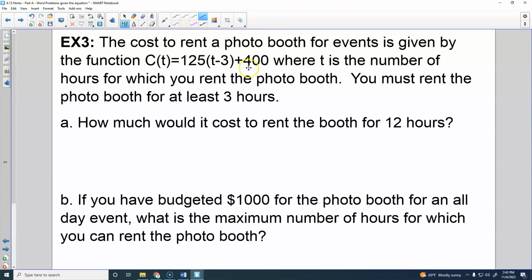400 for the 3 hours. Right here. That's your flat fee for the base. It's 125 every hour. So 400 is what they're going to charge to come out, set it up, and you got your 3 hours, right? It's 125 for every hour after that. That's why this is T minus 3, because they're doing number of hours minus 3, because the 3 hours have already been paid for in this 400.